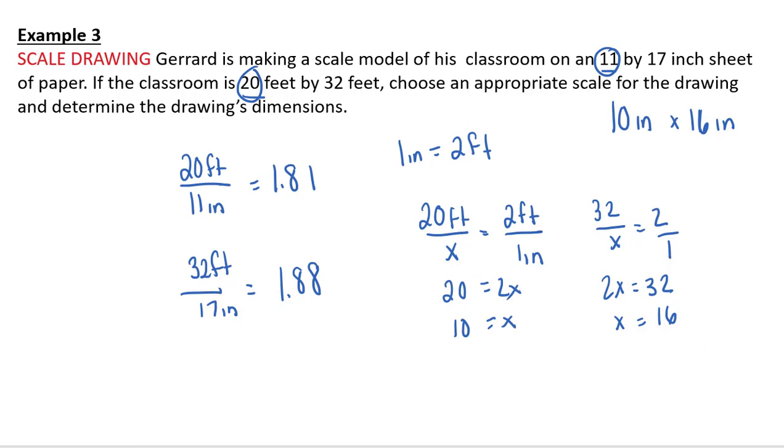So I set up my proportion. I don't know if I like having the units on there, just because then we're multiplying the units and that made me a little nervous, I'm not going to lie. So then I have 20 equals 2x. So it's going to take up 10 by 16 of my 11 by 17. You don't want these dimensions to be bigger than your sheet of paper.